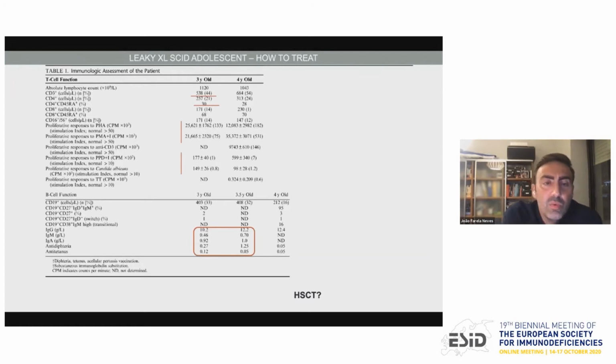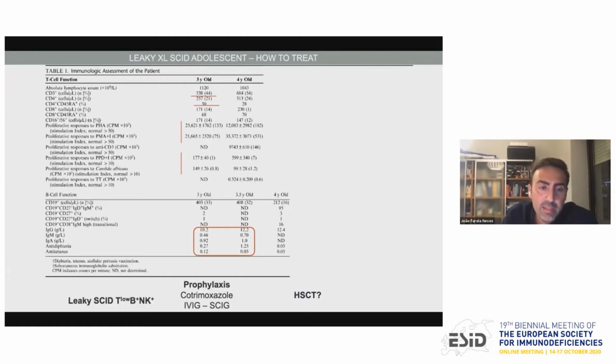His B cells were normal, as were the NK cells, and he had a normal IgG and IgM, but he failed to mount a response to vaccines, as shown in the last line for the anti-tetanus, for which he had an almost absent titer. In the second column, we can see the value after being revaccinated, so he didn't mount any response to the tetanus vaccine.